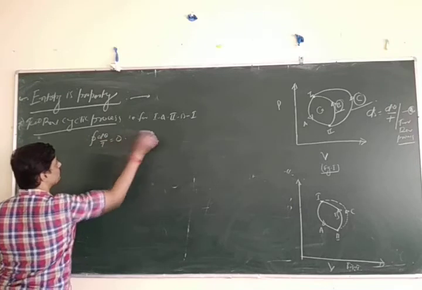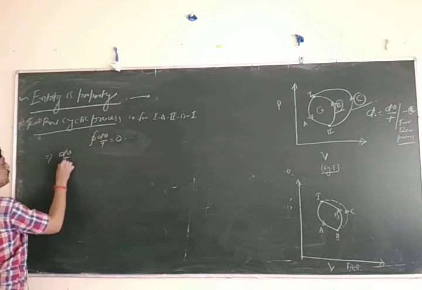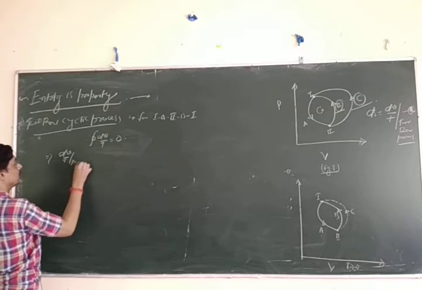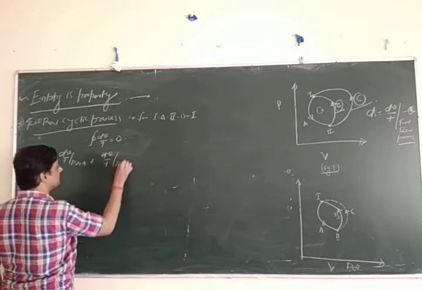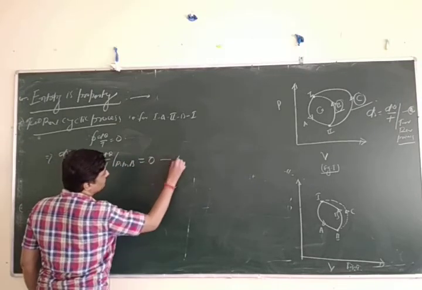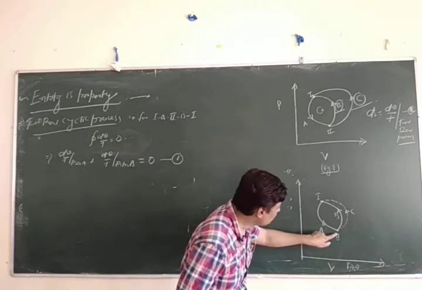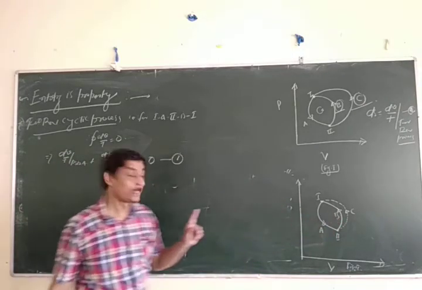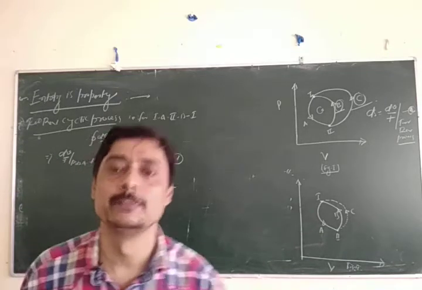For this cyclic process, just calculate dq by t for path A plus dq by t for path B, which is equal to 0. That is equation number 1. dq by t for path A plus dq by t for path B is equal to 0. Why is it equal to 0? Because this is a reversible cyclic process.